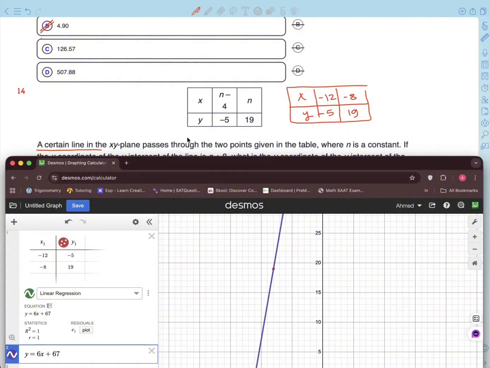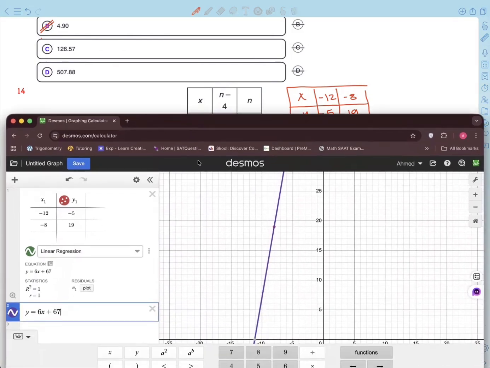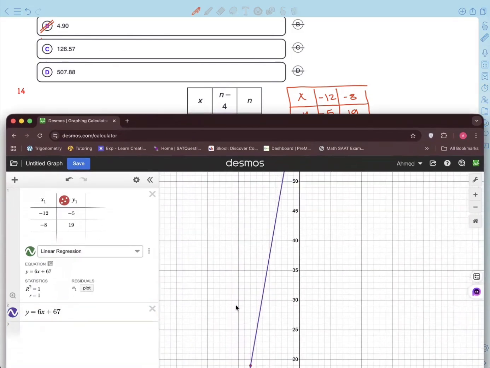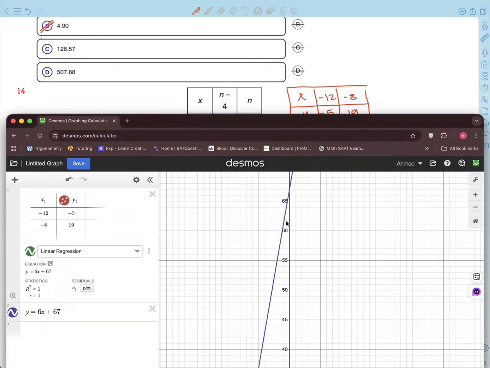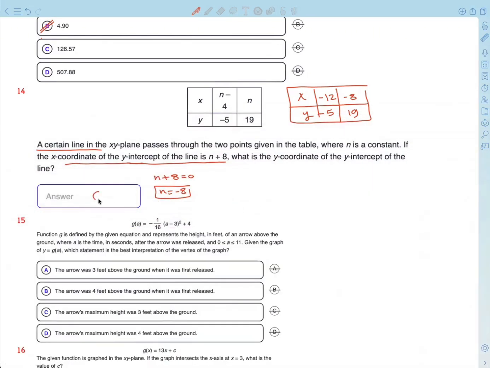What do we want to find? We want to find the y-coordinate of the y-intercept of the line. So we can check it on the graph. Yes, this is the point of intersection between the line and the y-axis. It's 0 and 67. So the y-coordinate of the y-intercept of the line is 67. It means that the answer is 67.